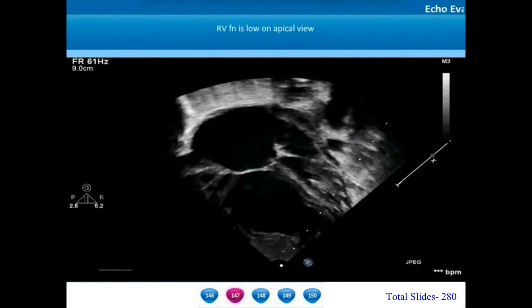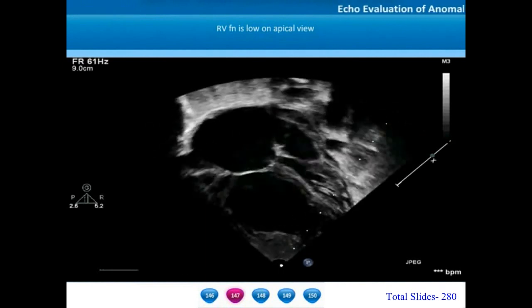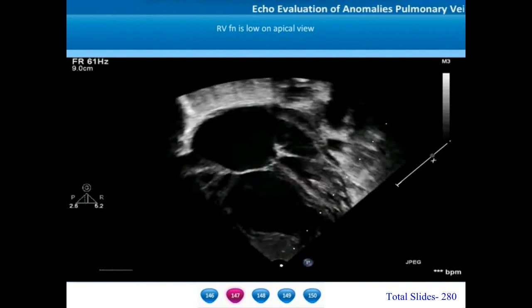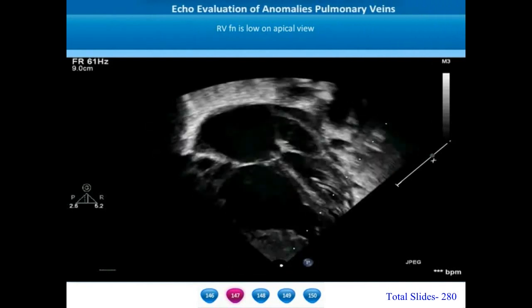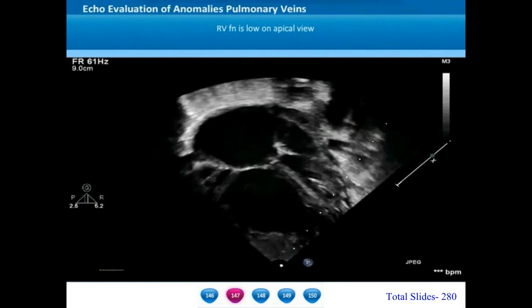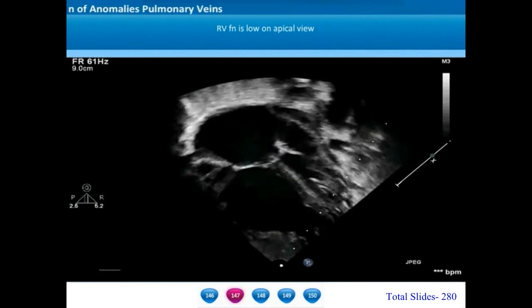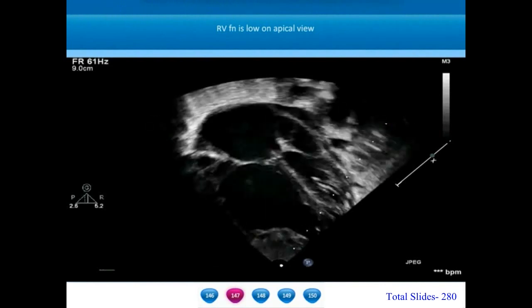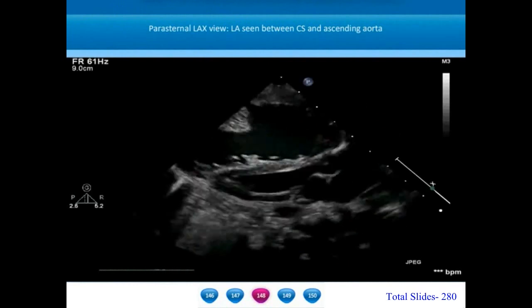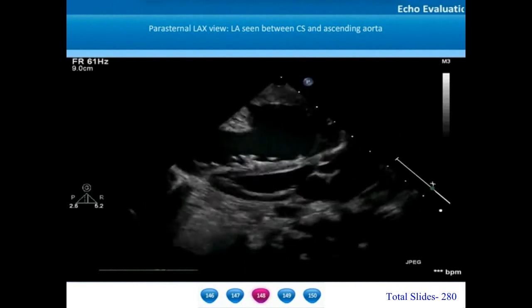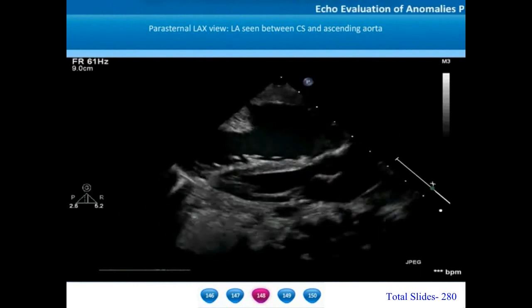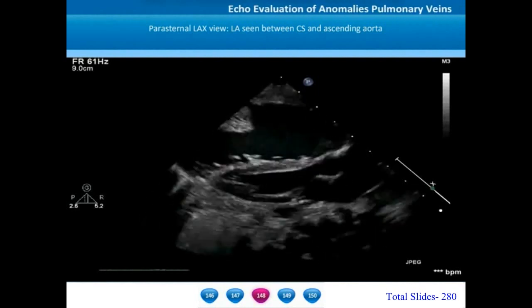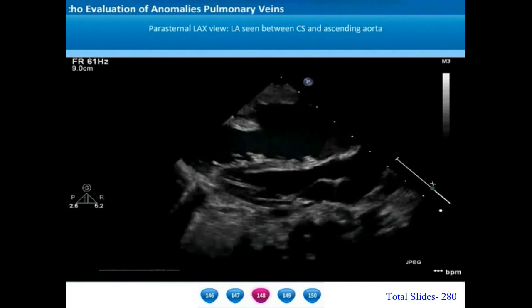On an apical four-chamber view, we appreciate very well the small size of the left atrium. The right atrium and right ventricle are dilated. The right ventricular systolic contractility is very low. On parasternal long axis view, the small left atrium is seen between the aortic root anteriorly and the coronary sinus posteriorly.